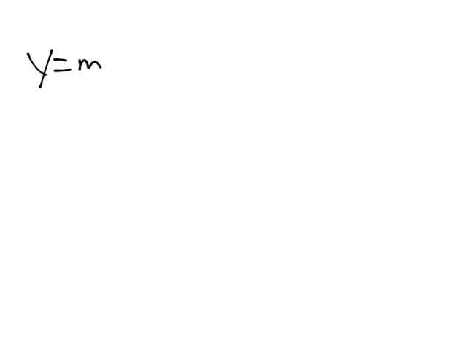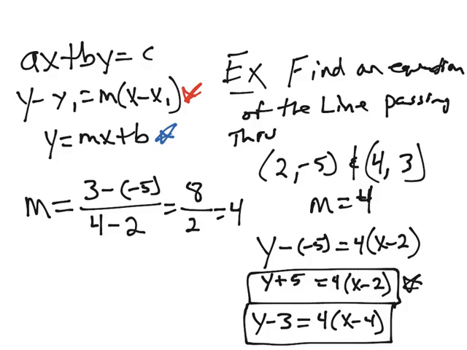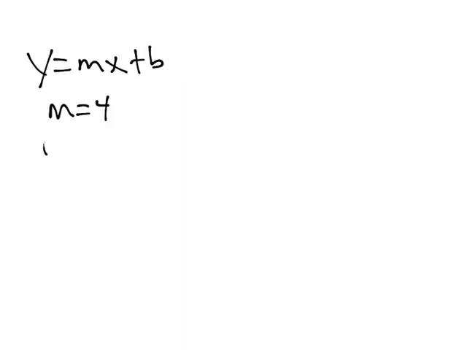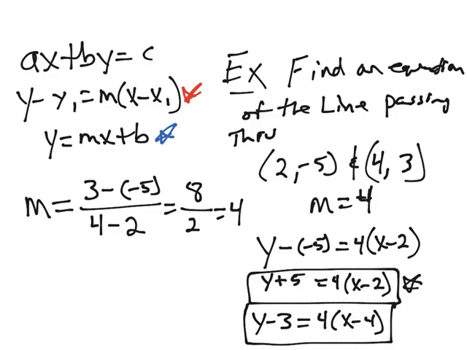If you want to write it in mx plus b format, we have the slope is 4, but I've already forgotten my points for this problem. Sorry. Make you seasick. (2, -5) and (4, 3), right? Correct.